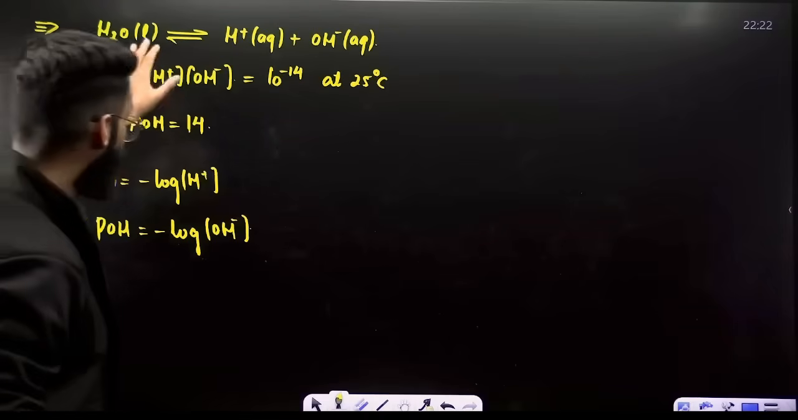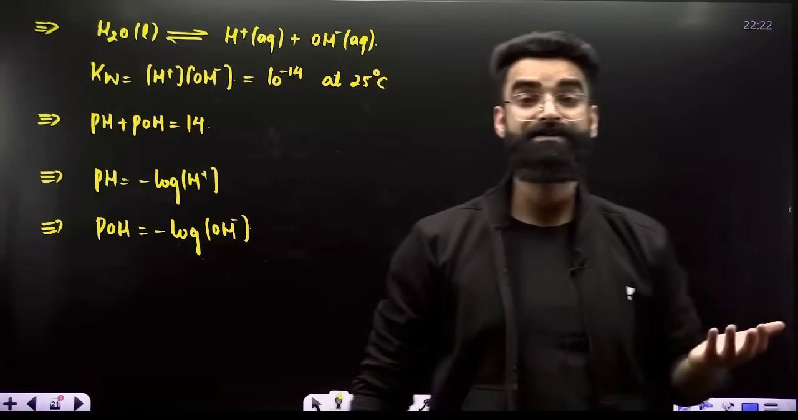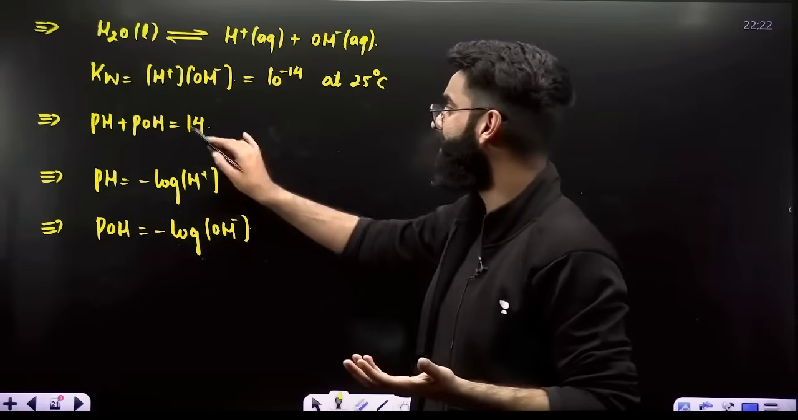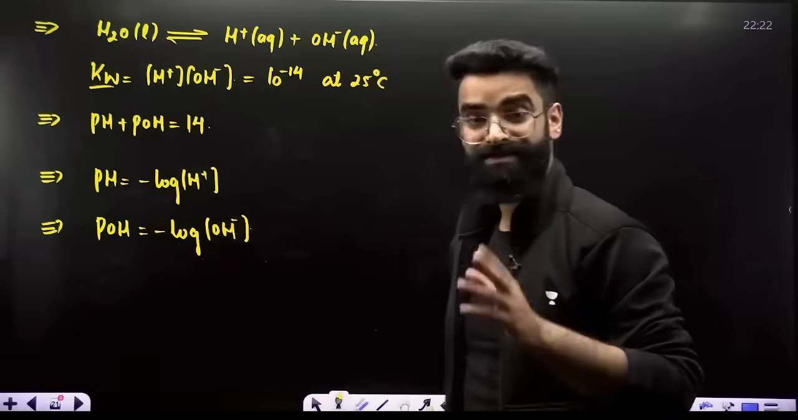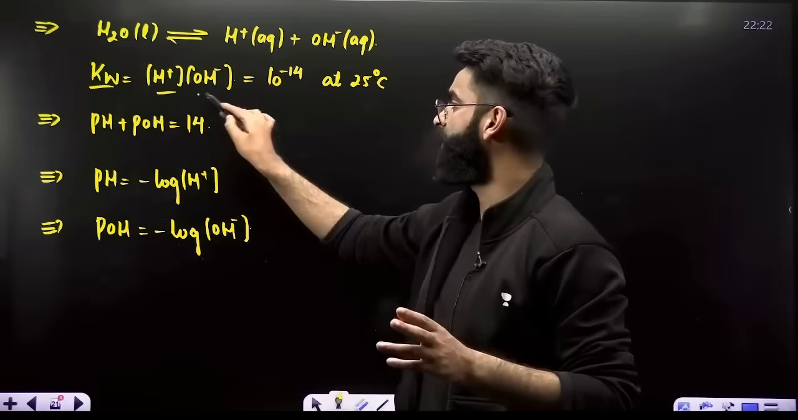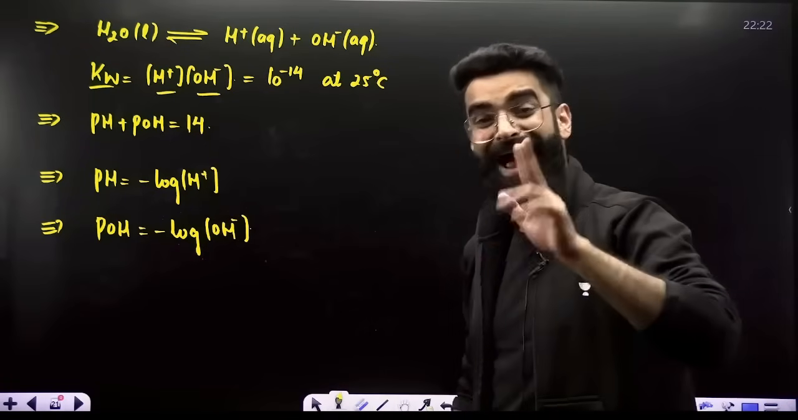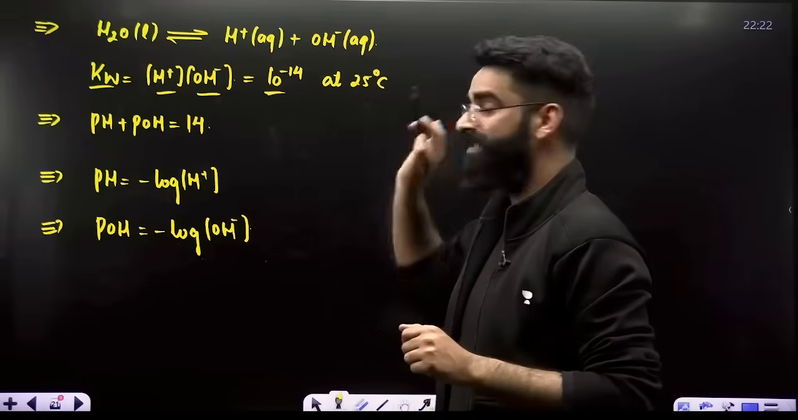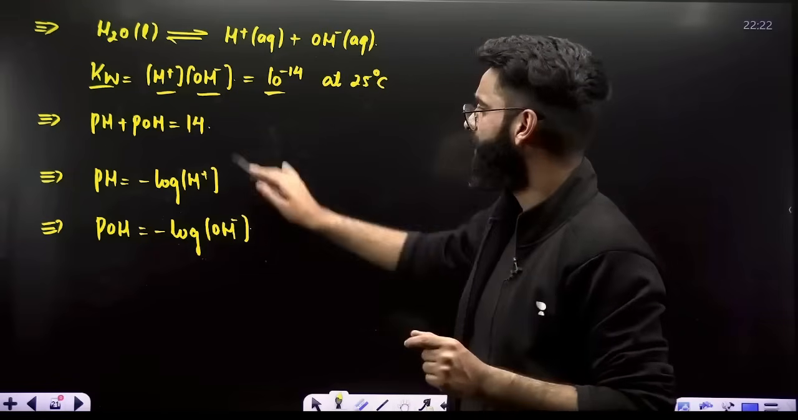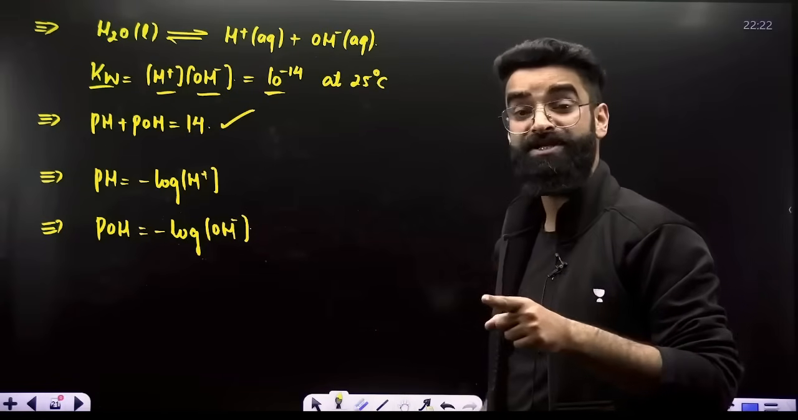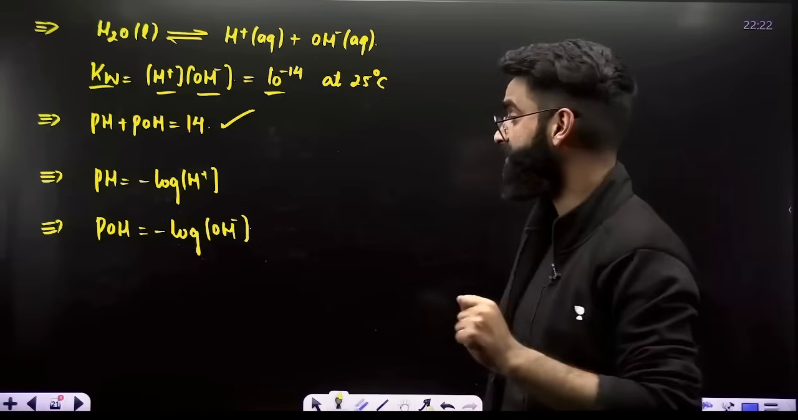Similarly, pure water is also considered a weak electrolyte, right? And here Kw, the ionic product of water, is nothing but the concentration of H positive multiplied by the concentration of OH negative, and at 25 degrees centigrade, it is 10 raised to the power minus 14. Therefore, your result comes: pH plus pOH is equal to 14. That is valid at 25 degrees centigrade.